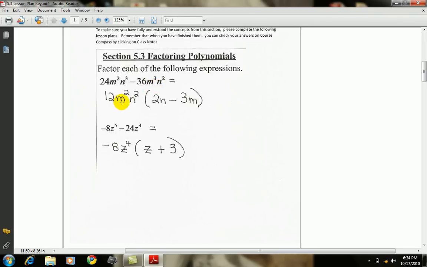You always take out as much as you can, but you can't take out the highest power because that won't come out of the one with the lower number in it. And likewise, you're going to pull out an n squared. So 12m squared n squared is our GCF. I put parens to indicate multiplication, and then I put a 2n in front because the GCF times 2n would give me back the front, and I put a minus 3m in the back because if I multiplied the GCF by that, it would give me back the back. Okay, so you can always check to see if you've done it correctly.